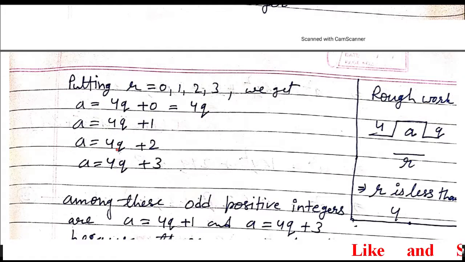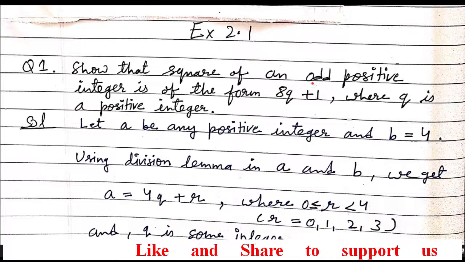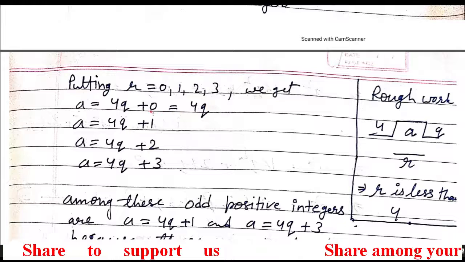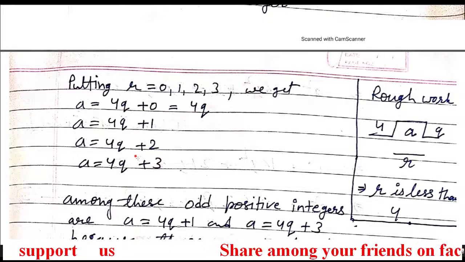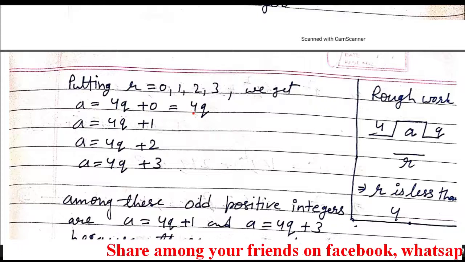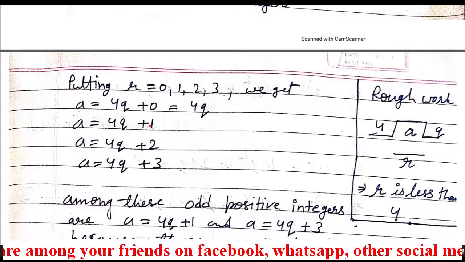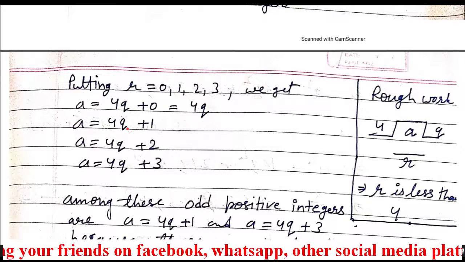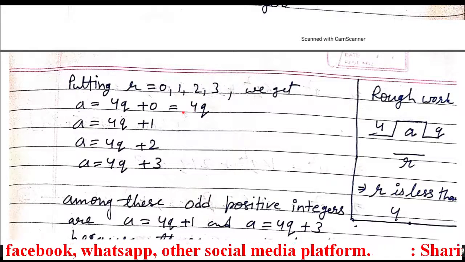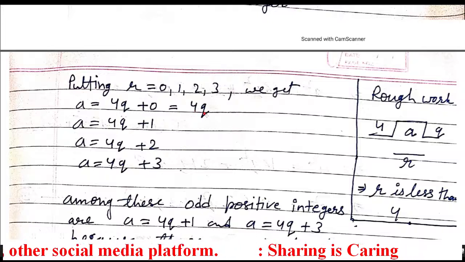Now from all 4 options, just see the question. What do we want? Odd positive integers. So we will select from these 4 numbers the positive odd integers. Is it positive? No, it's not, because it is divisible by 2. Is it an odd integer? It's not an odd integer, because it's divisible by 2.